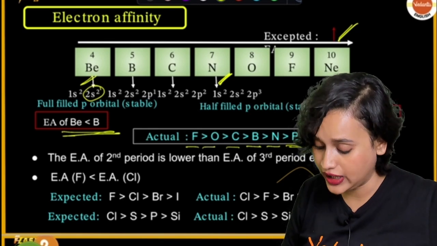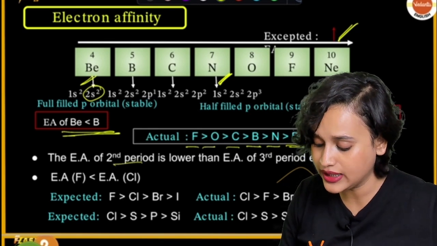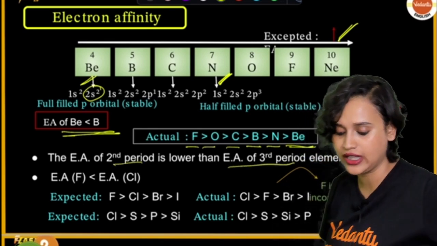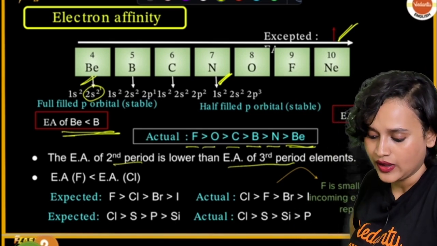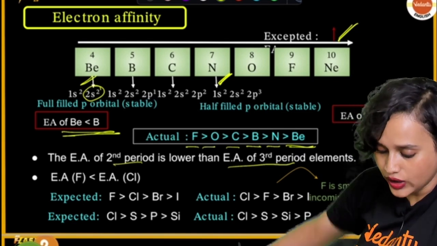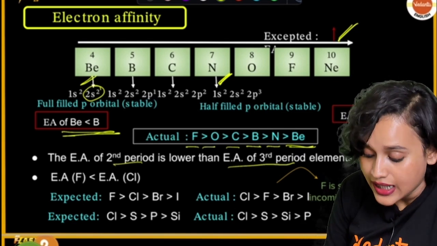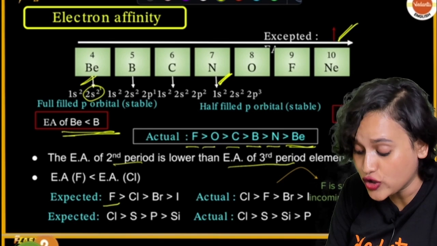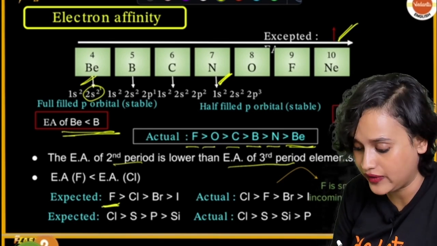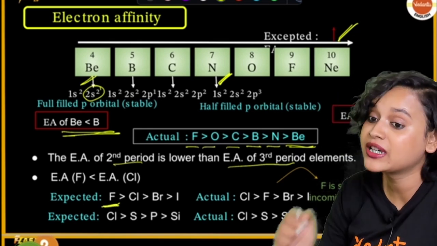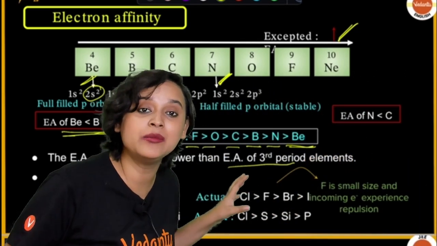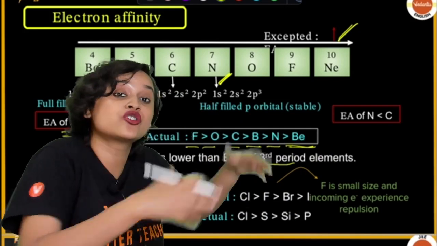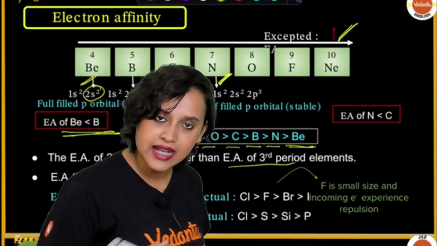Now, the electron affinity of the second period elements is lower than the electron affinity of the third period elements. Why so? Fluorine is supposed to have a greater electron affinity. However, that's not the case, because like I told you, fluorine has a small size and the incoming electron experiences repulsion from the existing electrons. Hence, it does not want it.